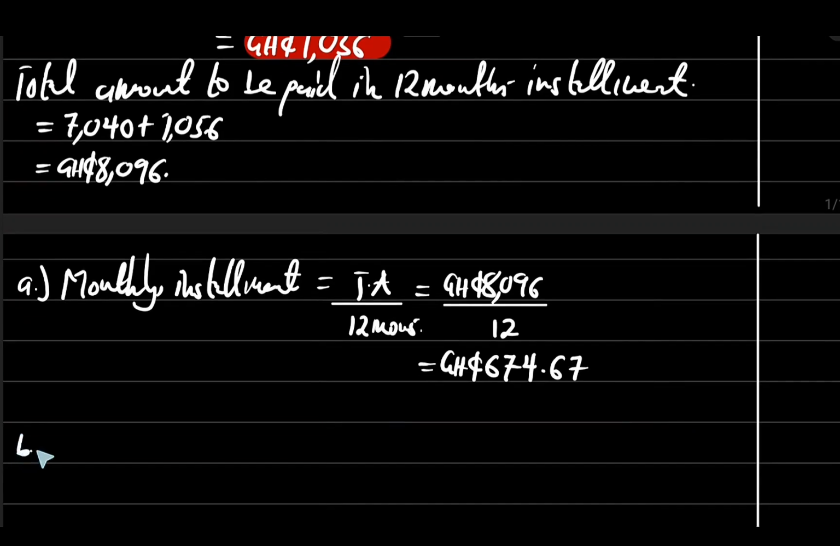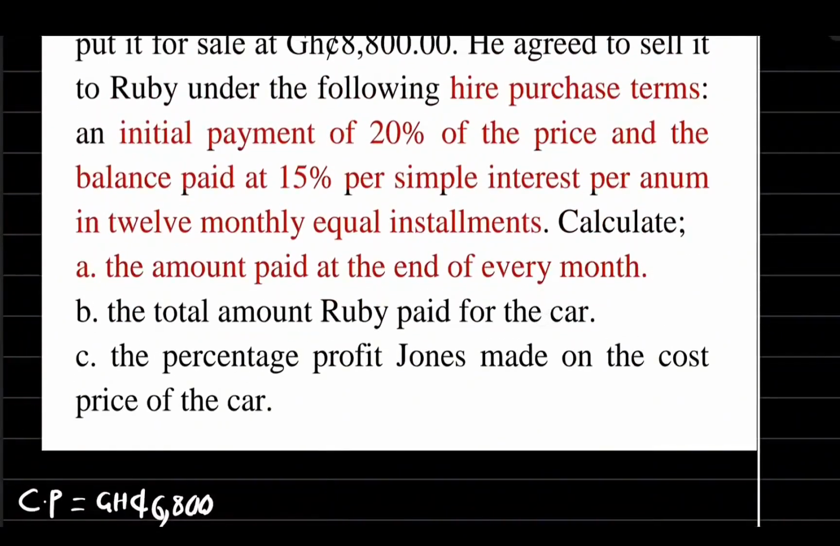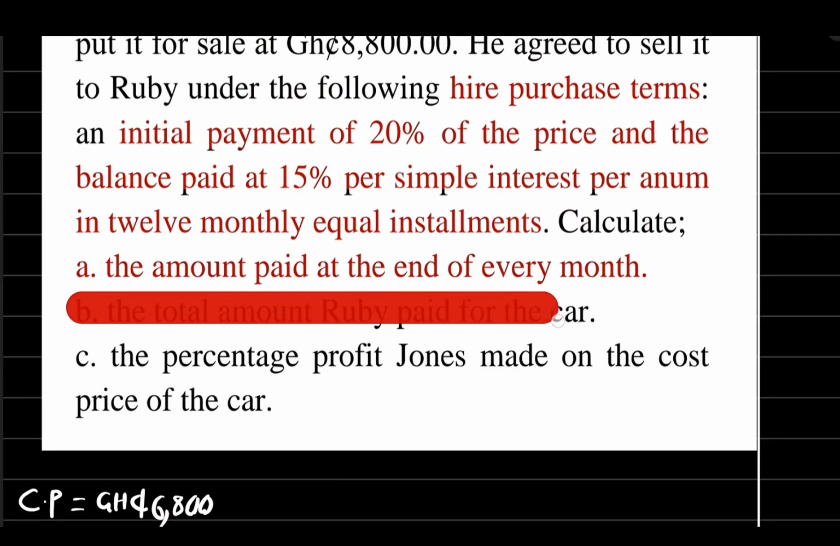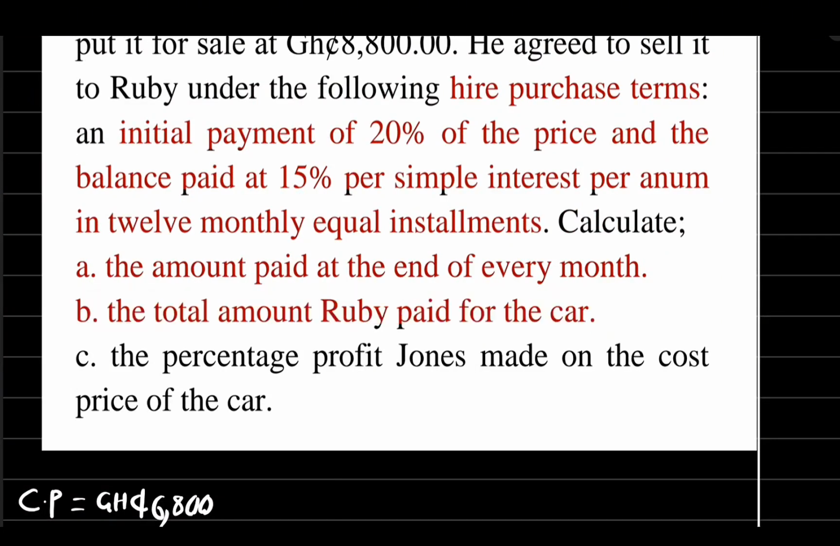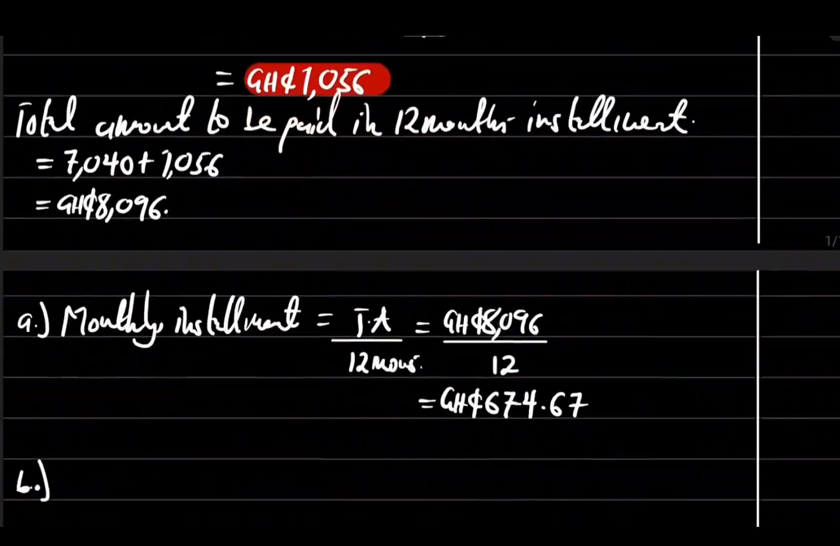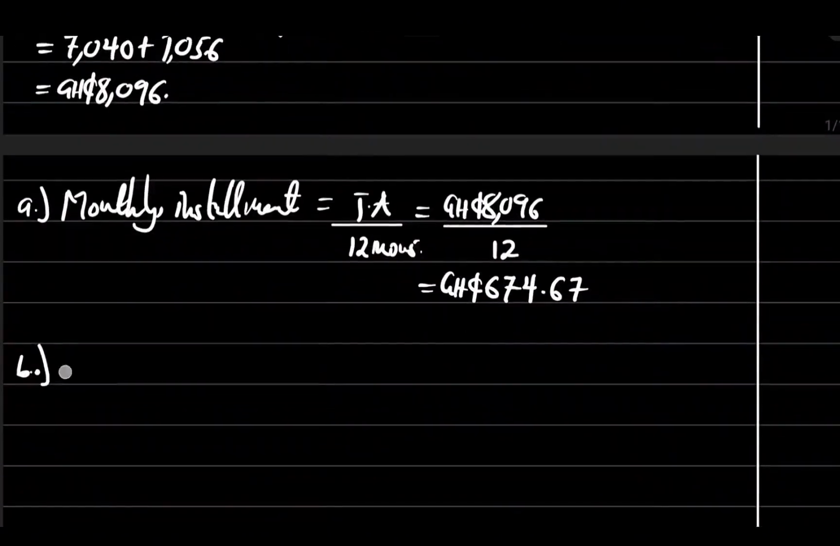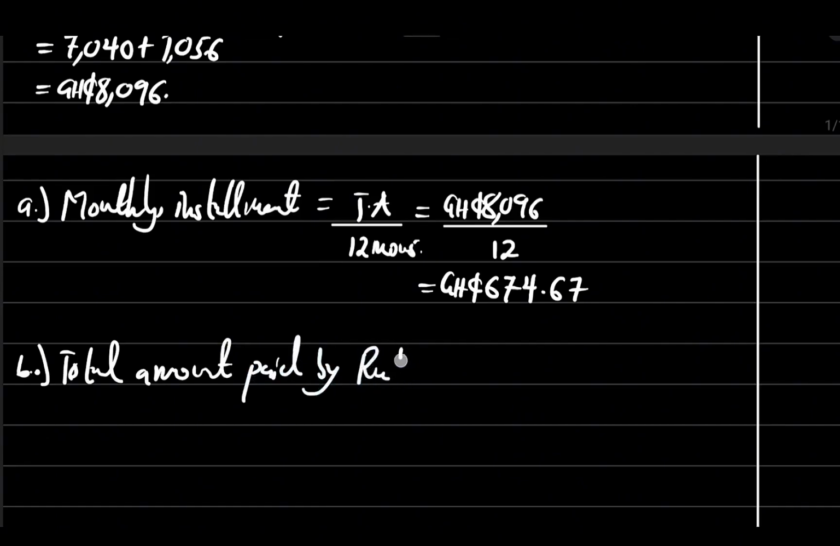Then B. Let's see the requirement for B. The total amount will be paid for the car. So what will be the total amount will be paid for the car? So we'll say total amount paid by Ruby. That's going to give us what?